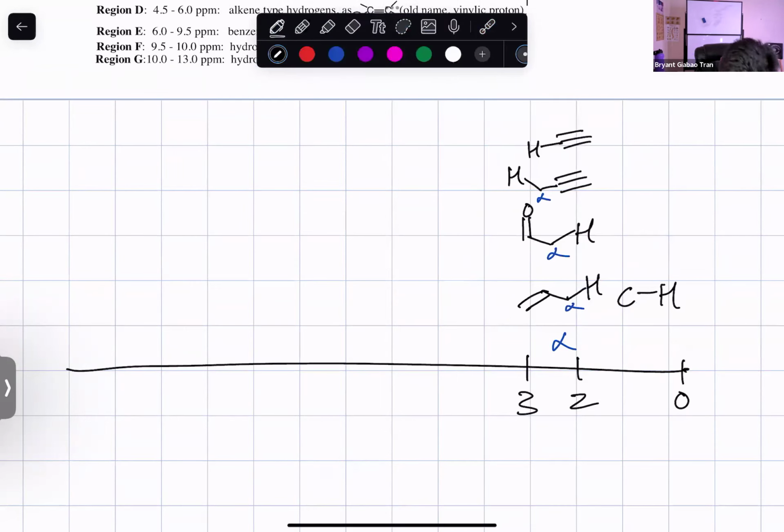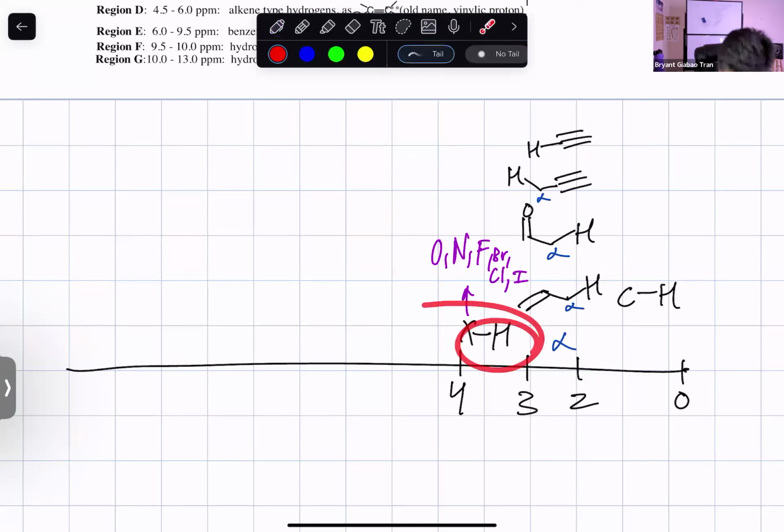And then once we move on to around 3 to 4, that's when the hydrogen is attached to some kind of electronegative atom, right? Where X could be oxygen, nitrogen, fluorine, bromine, chlorine, iodine, right? The electronegative atoms. Because it's going to become more de-shielded as the electrons of the hydrogens are being withdrawn, right? Now between 4 to 6 is going to be your alkene hydrogens, right?